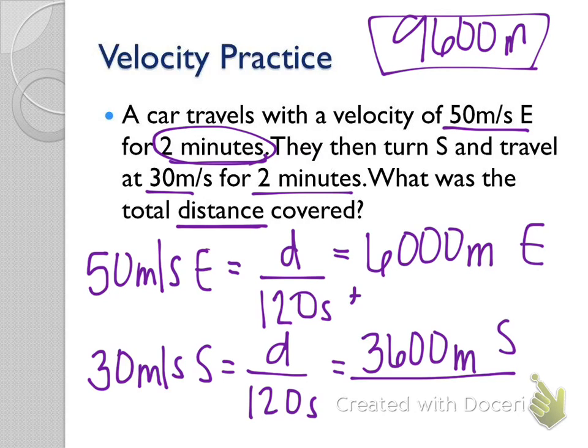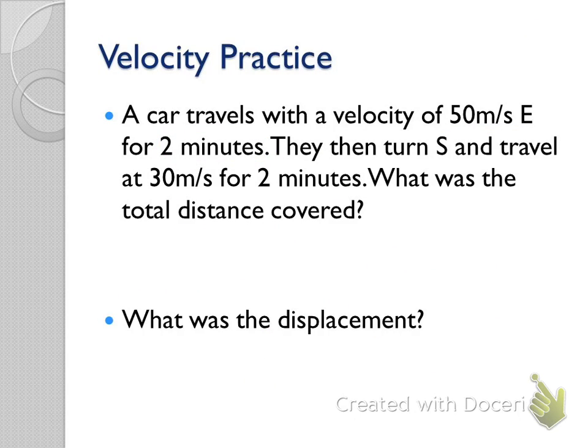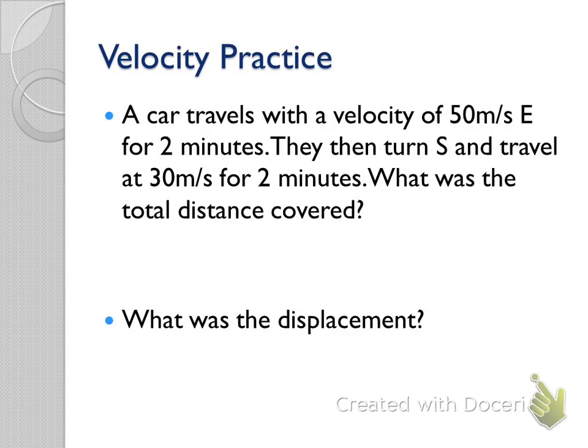All right, here's where we take it one step further. What's our displacement now? Okay, so I'm going to draw my coordinate system right here, and I'm going to make that origin my starting point. We traveled 6,000 meters east, so we'll say that's 6,000 meters east, and then we traveled 3,600 meters south.